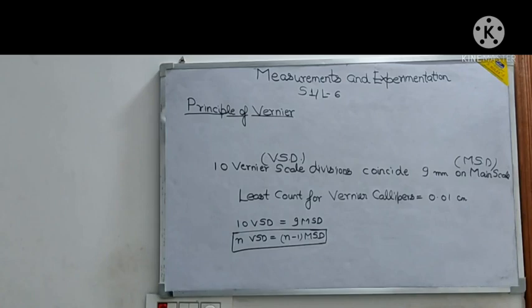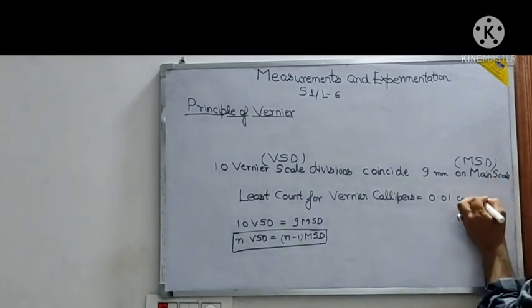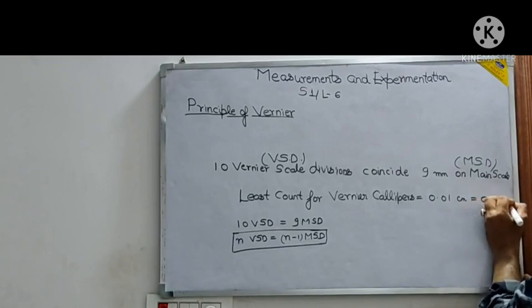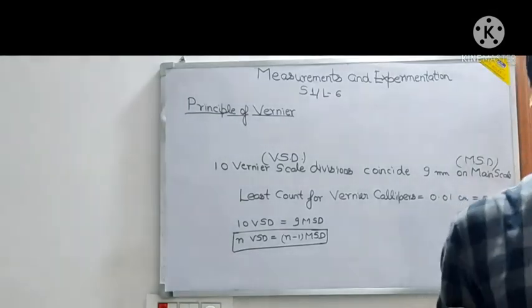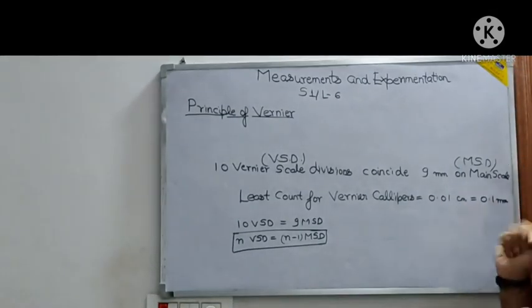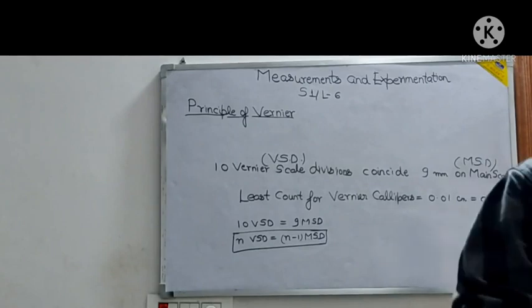And the instrument of vernier caliper was devised by the French mathematician Pierre Vernier. Method used to measure the length up to 0.1 mm. Now see, least count is 0.1 mm. So this is 0.01 centimeter or 0.1 millimeter. That means the minimum value which you can record is 0.1 mm. Yes or no?